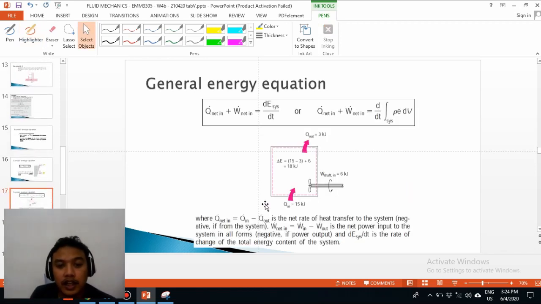Okay, so this is the general equation of energy. Q dot net in is Q dot in minus Q dot out, which is the net rate of heat transfer. The second one, W dot net in, is equal to W dot in minus W dot out, which is the net power input to the system. Together they should be equal to the rate of change in energy. So we can also say that Q dot net in plus W dot net in is equal to the derivative with respect to time of the integral of rho e dV.